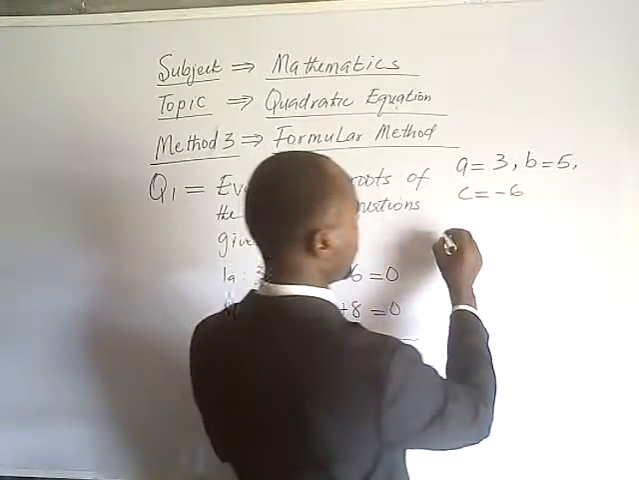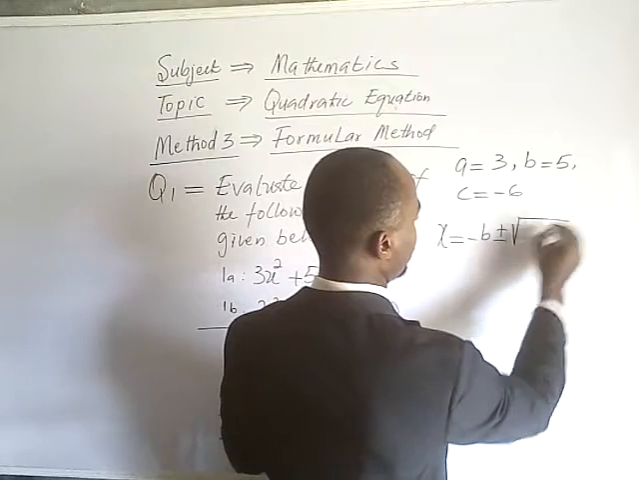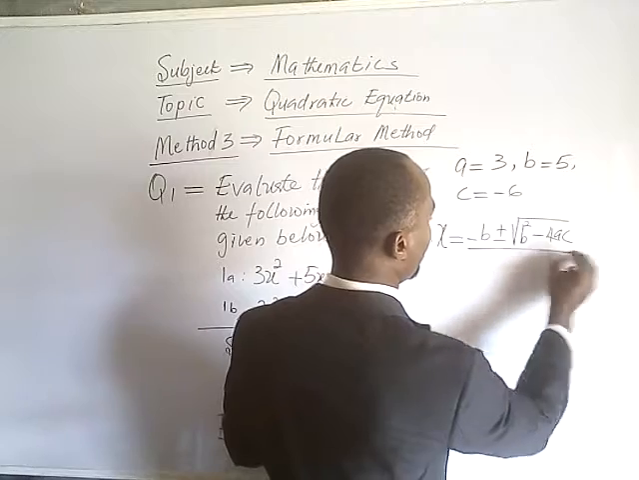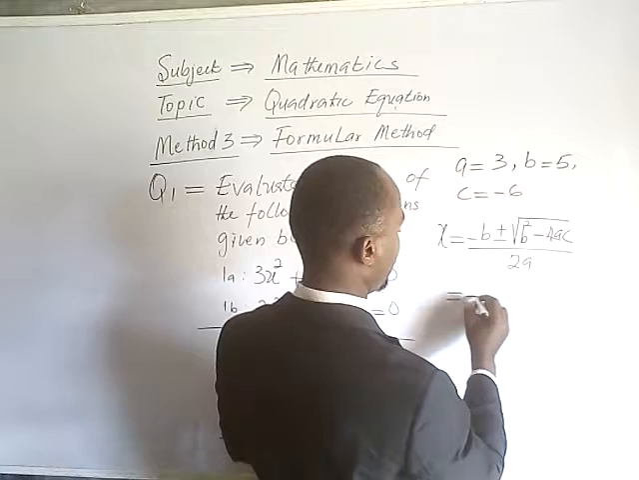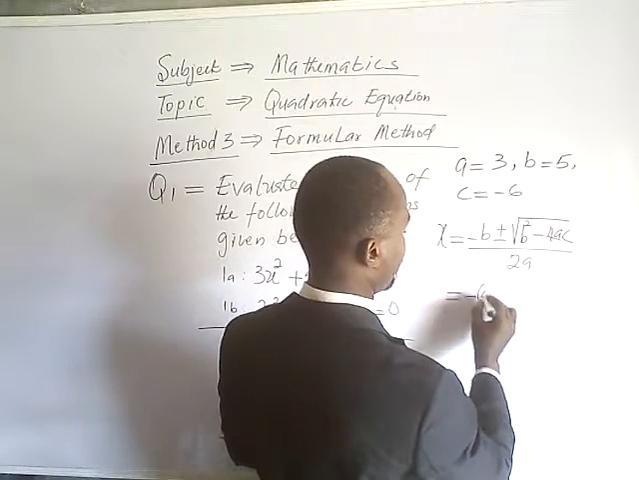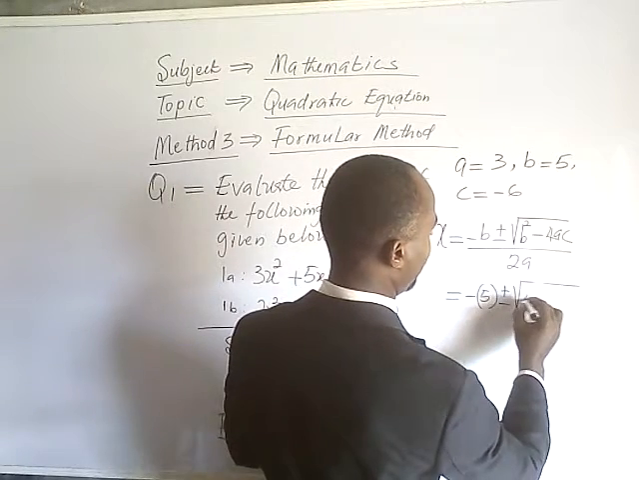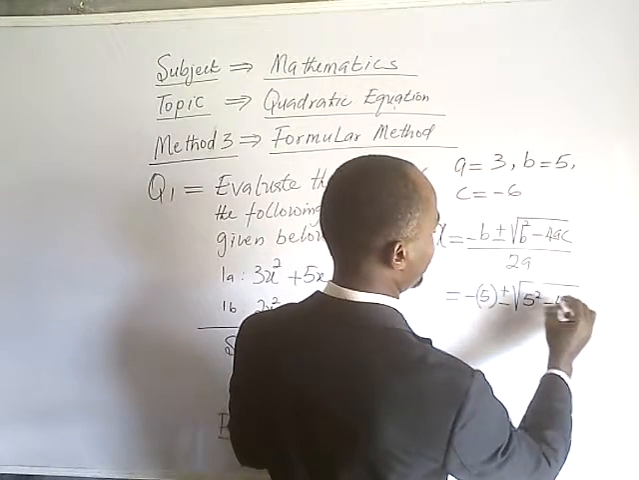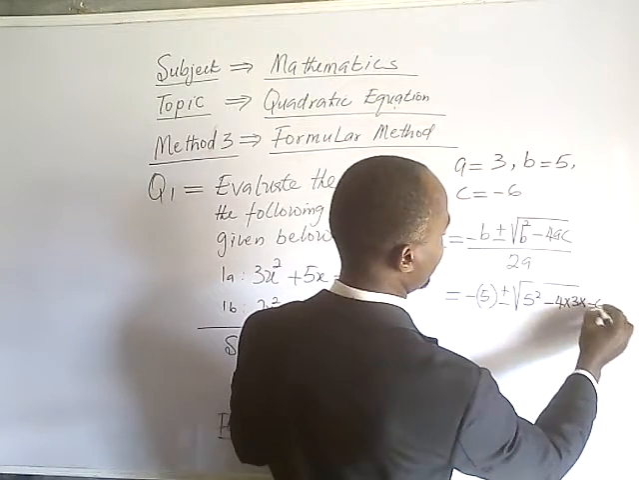So the formula, once again, is x is equal to minus b plus or minus root b squared minus 4ac, all over 2a. Quickly, for b, we have minus bracket 5, plus or minus root b again is 5 squared minus 4 times a, which is 3, c is minus 6, okay?